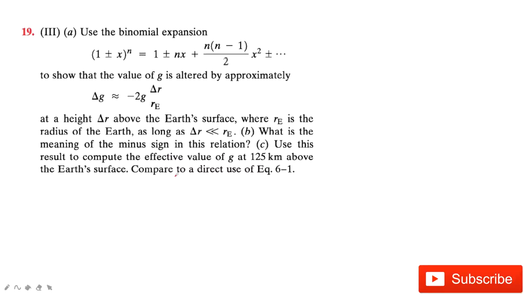Let's look at problem 19 in chapter 6. This problem is a little bit tricky. It asks you to show the value of the acceleration due to gravity is changed at a height of delta r above the Earth's surface. We do a lot of problems. We find yes, this g is changed, but how is it changed? It tells us in this equation, right? We need to prove it. How can we do that?